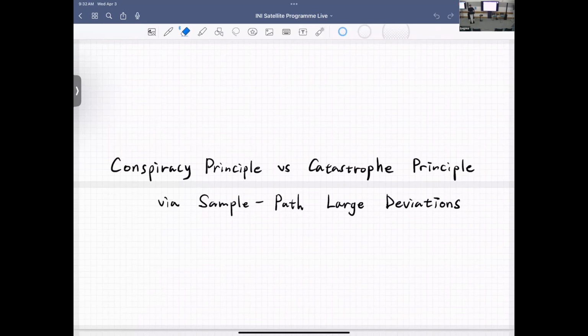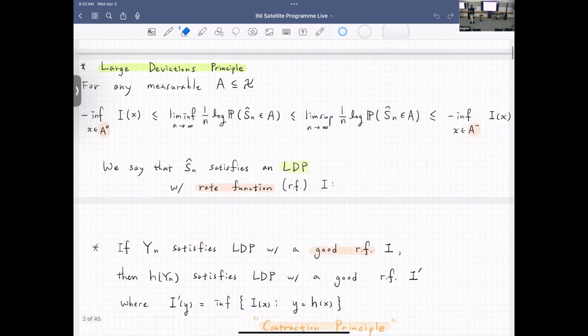Yesterday we saw some trailers about the conspiracy principle and the catastrophe principle. There's a sharp dichotomy between heavy-tailed and light-tailed rare events, in the way the rare events arise. This dichotomy can be characterized precisely from large deviations, in particular sample path large deviations. So let me start with briefly reviewing the light-tailed large deviations theory.